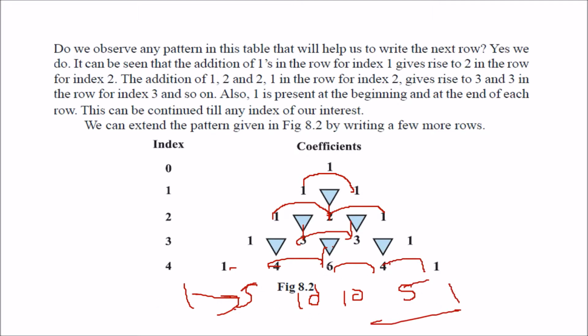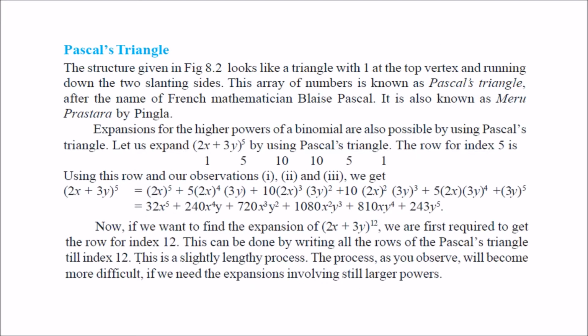So now you have the coefficients of the next expansion also. This is your next expansion, with numbers 1, 5, 10, 10, 5, 1. This is called Pascal's triangle, as we just saw. And if you take an example like 2x plus 3y to the power 5 and expand it, then the coefficients are 1, 5, 10, 10, 5, 1, as we observed in the fifth row. So for the power 5, the coefficients are going to be like this.